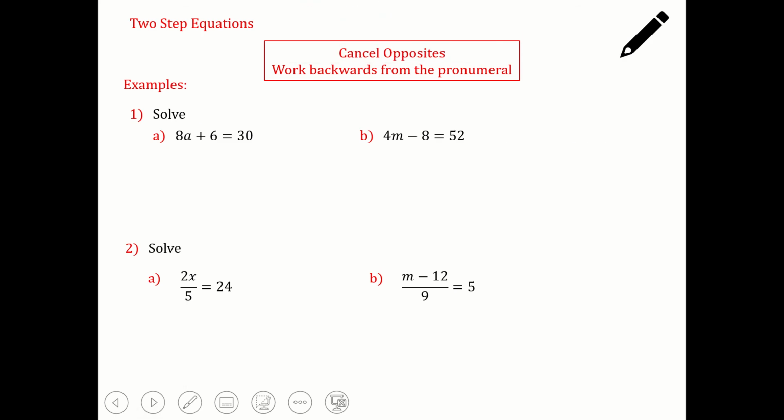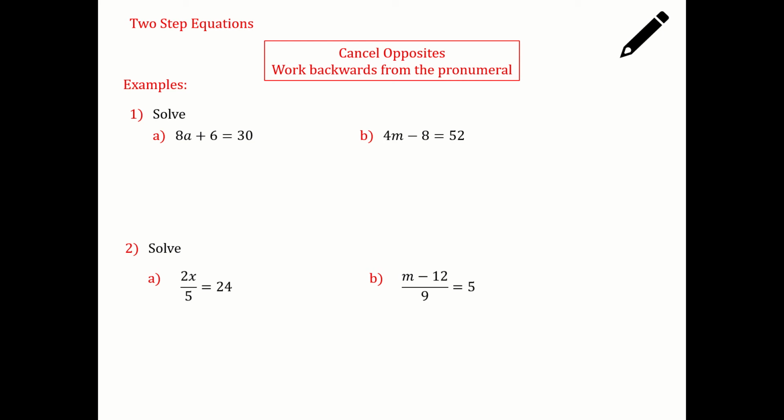All right, so two-step equations. The reason that we call them two-step equations is because there's two steps involved to get the letter or the pronumeral on its own. Whenever we're solving an equation, what we're trying to do is solve for the letter and figure out what the letter equals on its own. So if you're looking at this first equation here, we know that 8a plus 6 equals 30, but I want to know what just a equals. So I need to get rid of the 8 and the 6, and they're the two steps.